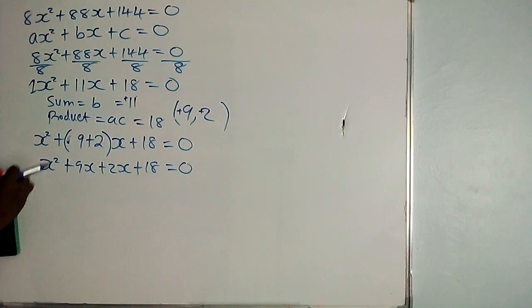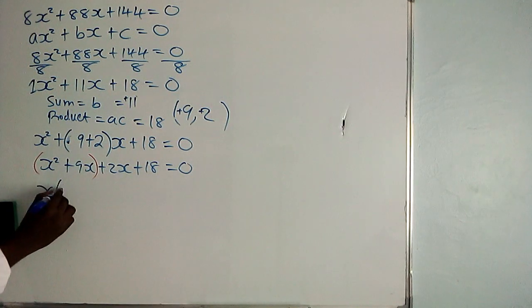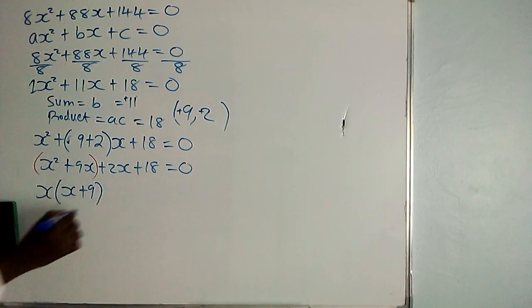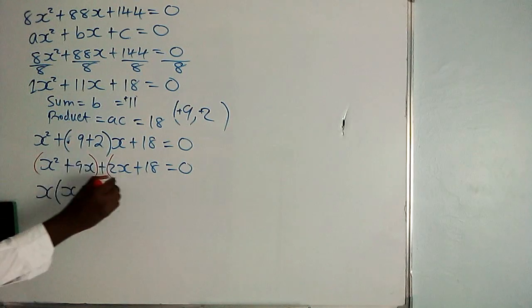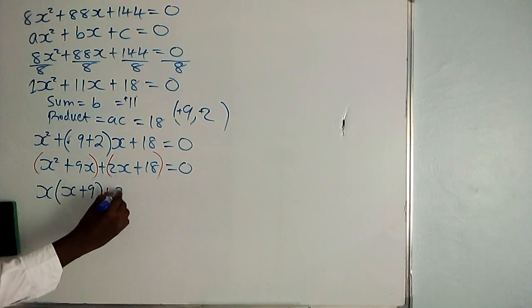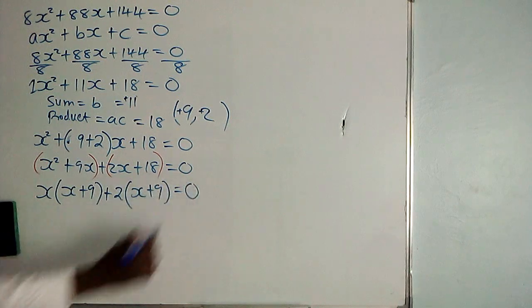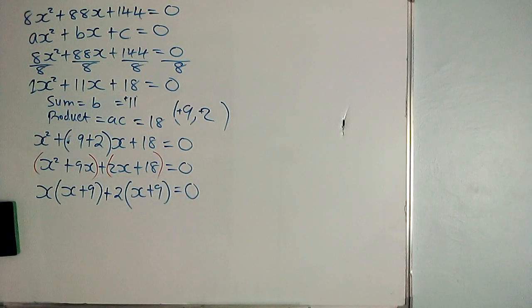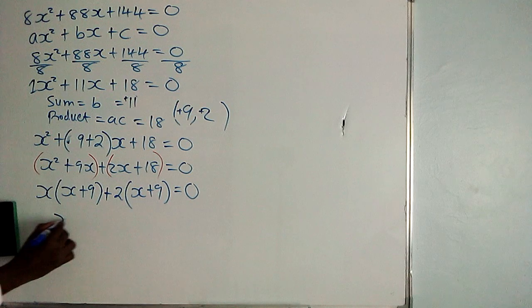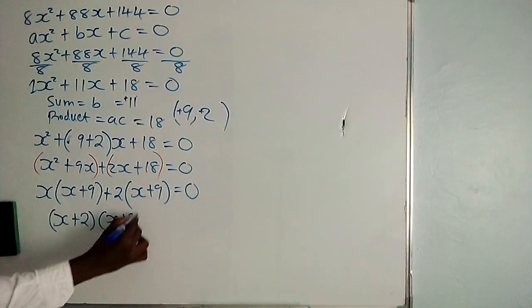So in the first two terms there, the common factor is x. If you remove x outside, you remain with x plus 9, isn't it? Meaning the other side, there's a common factor. If you remove it, you're supposed to get x plus 9, isn't it? So the other side, if you remove positive 2, you remain with x plus 9. So here the bracket is x plus 2 times x plus 9 is equal to 0.